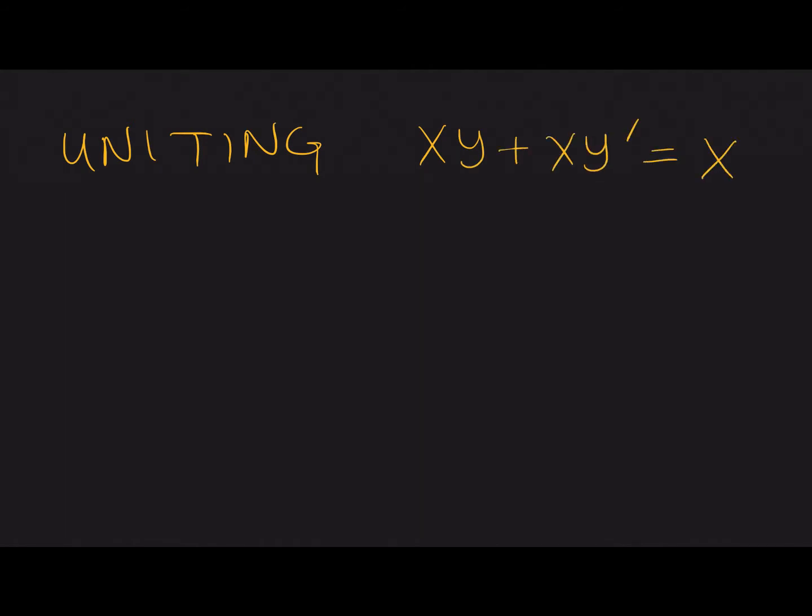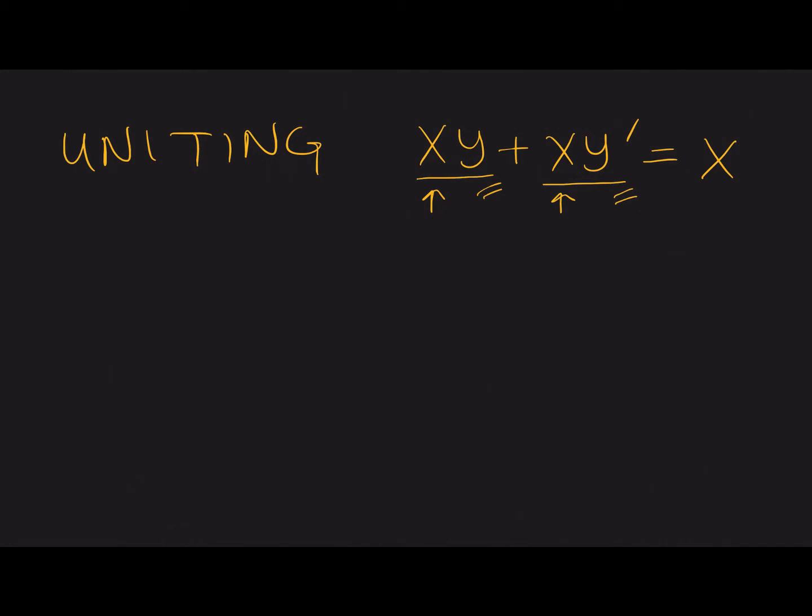First, let's look at the uniting theorem. The uniting theorem tells us that xy plus xy prime is equal to x. If you look at the uniting theorem, you'll notice that both terms have the same number of variables. This has two variables, and this has two variables. All of the variables are identical except for one. They both have an x in common. And the term that is not common exists both in primed and unprimed form, right? Both other terms have a y, but one of them is primed and one of them is not primed.